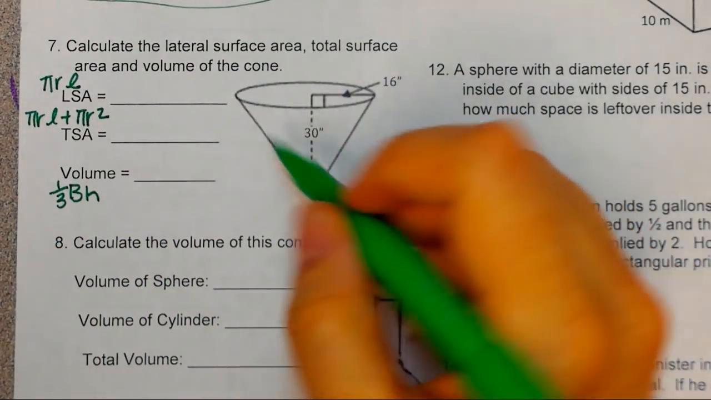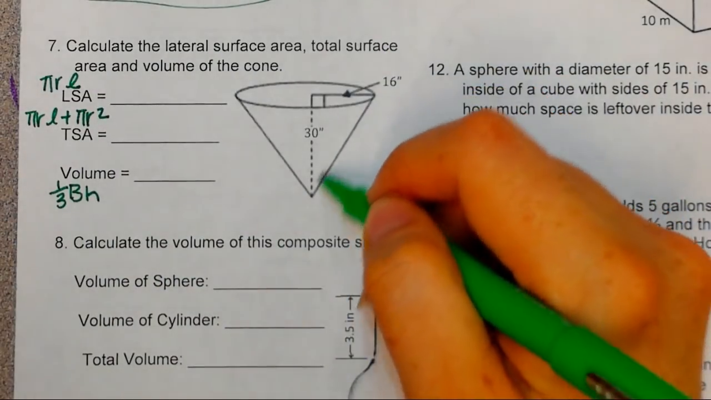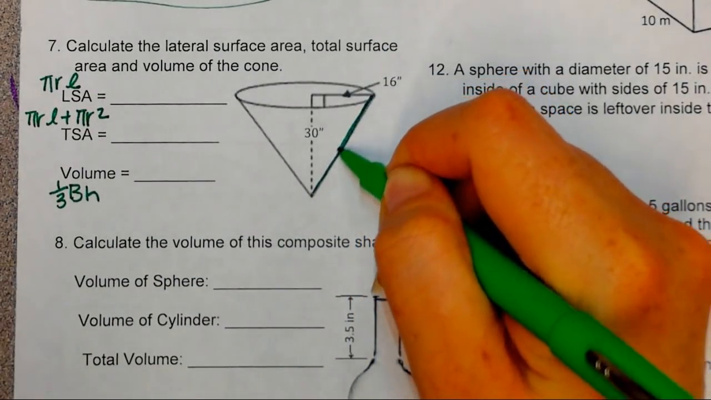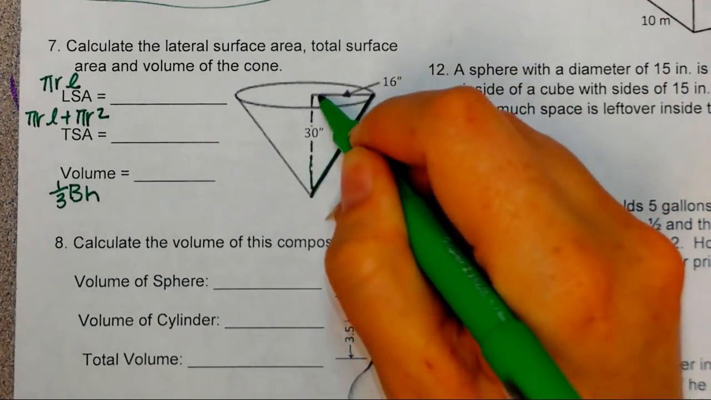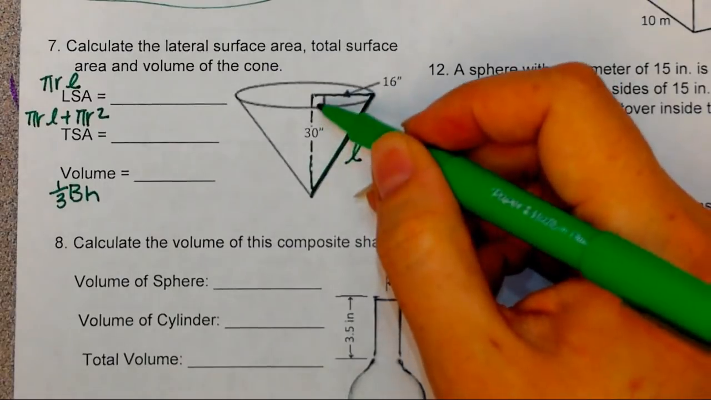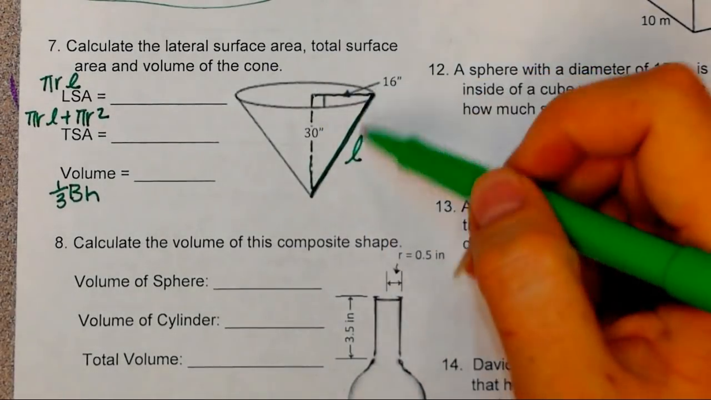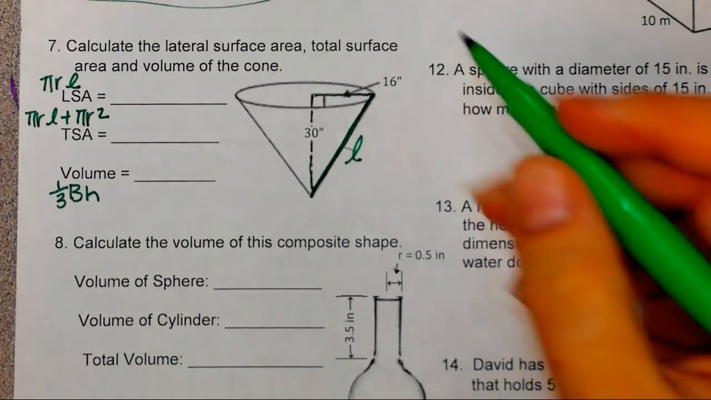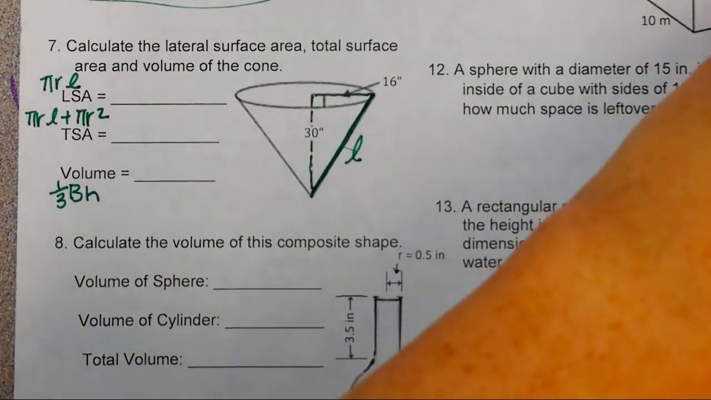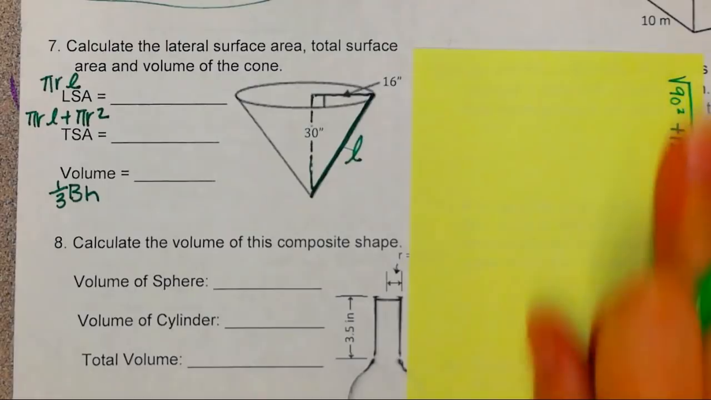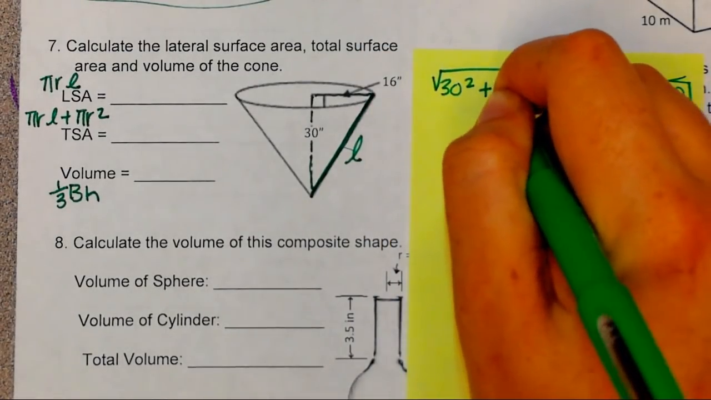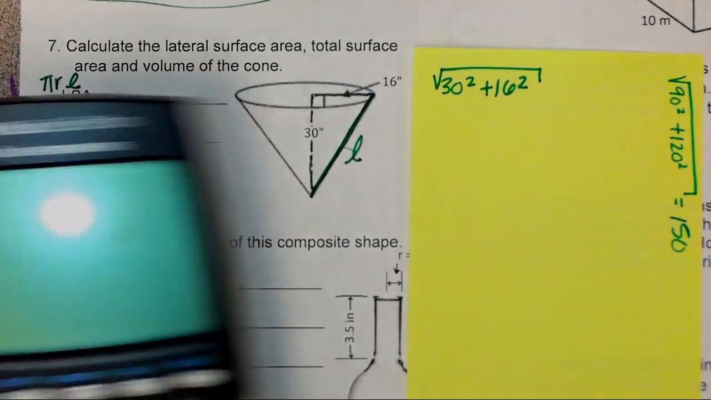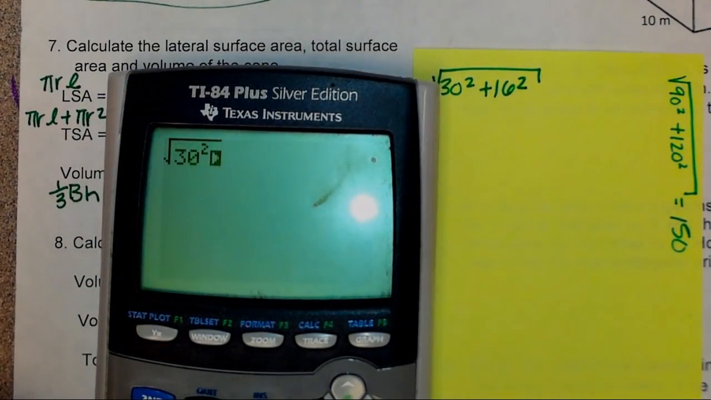All right. Before I even get into this, we need to get the slant height, which is this right here. This is your L. So we're going to use the right triangle, which they actually gave to you this time, so that's nice. This is the hypotenuse, meaning that when you solve for this, you're going to need to add them. So it would be the square root of 30 squared plus 16 squared. And so that's 34.